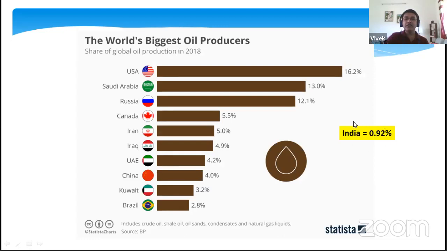India accounts for only 1% of crude oil production, because we are still exploring the reservoirs where we can produce more crude oil.